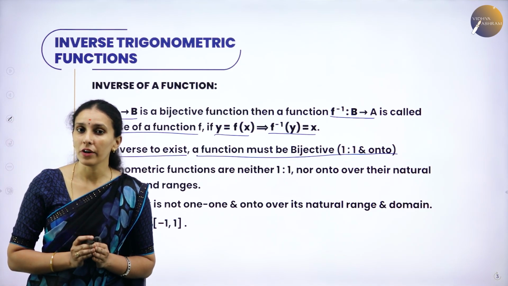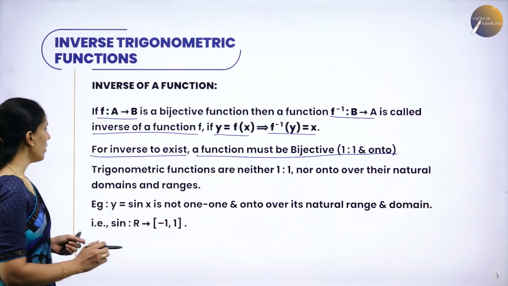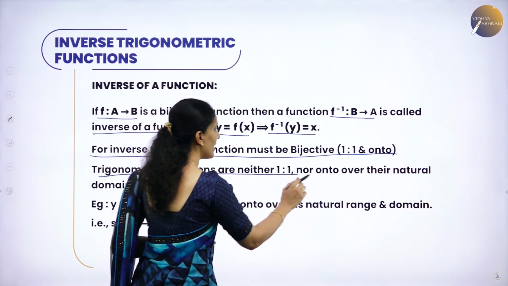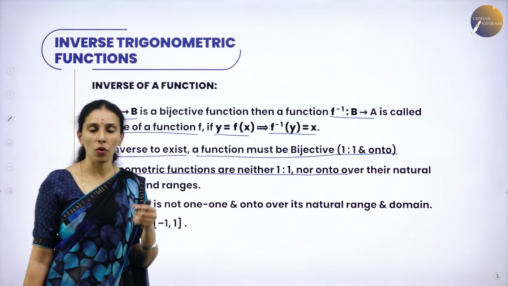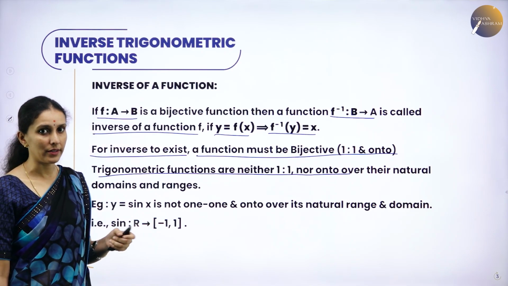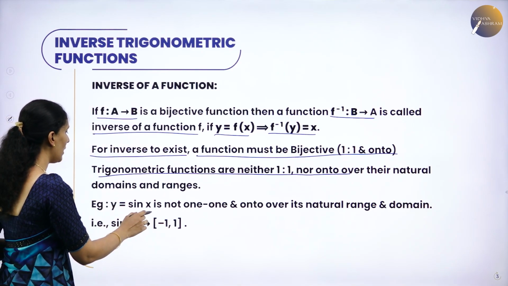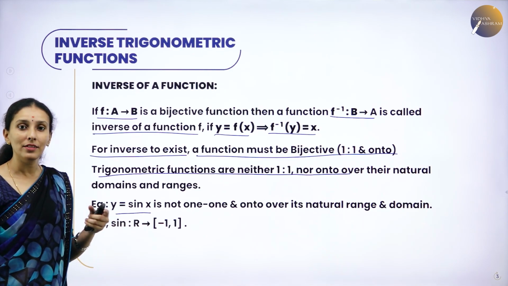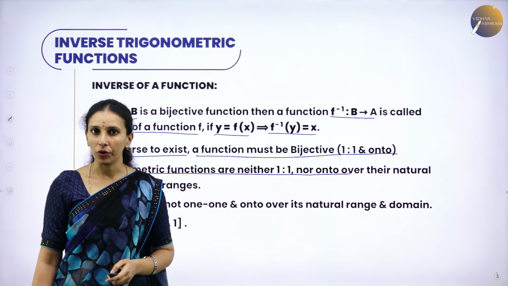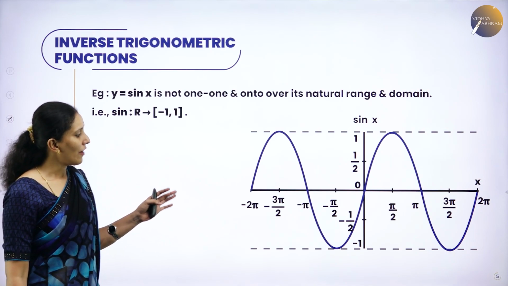But what about trigonometric functions here? So, trigonometric functions are neither 1-1 nor onto over their natural domains. For example, I'll take y is equal to sin x. This is neither 1-1 nor onto. Why? Let us look at the graph of sin x.